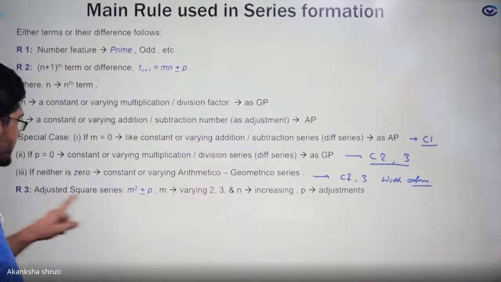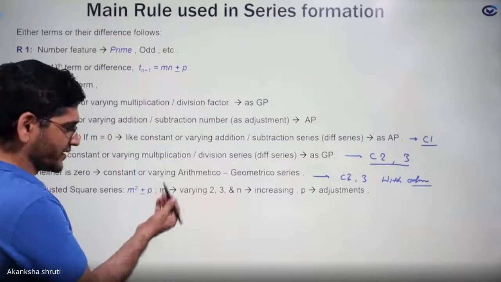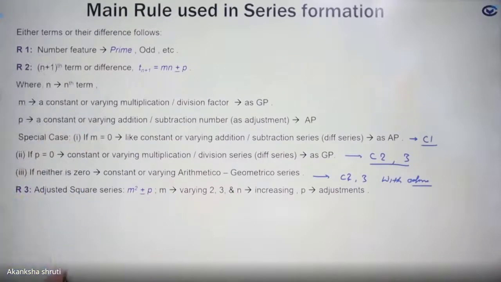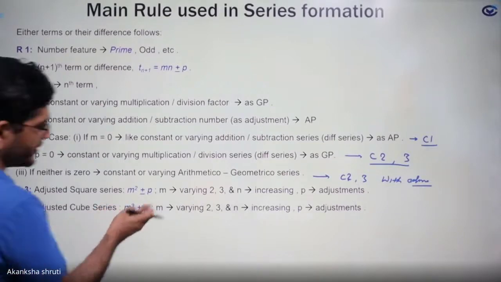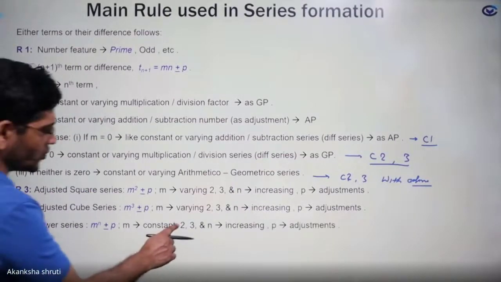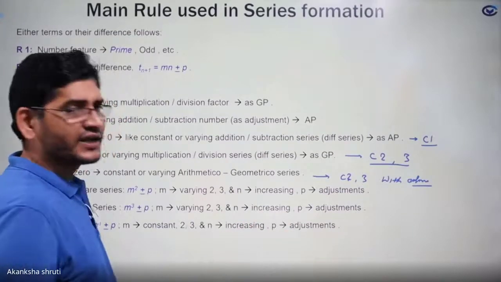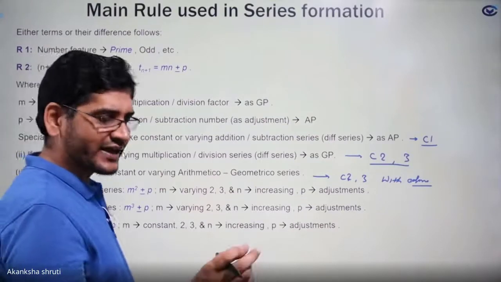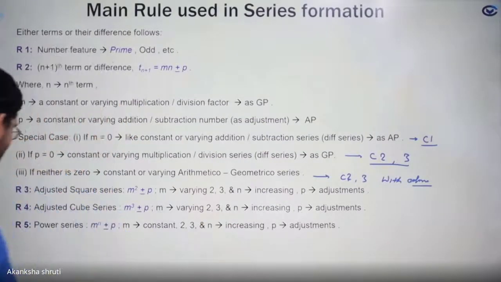Another could be the power series, students. The power series m square plus minus p. We had this question: this p may vary or may be constant. Another may be your cube series, m to the power cube, with or without adjustment. Another is powers of 2 like 2, 4, 8, 16, 32, or powers of 3 like 27, 81, 243, or near to that, just by adding or subtracting some numbers that may or may not vary. Okay, so that is the adjustment.